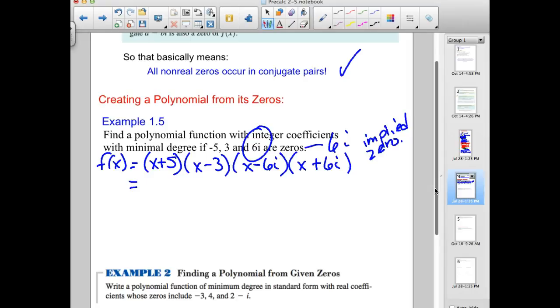So if I were foiling this one out, I would FOIL the first two, and I would FOIL the third and fourth ones, since those are conjugates. So foiling my first two pairs here, we've got x squared plus 2x minus 15. And foiling my conjugates, we've got x squared. Insides, outsides drop out. We get negative 36i squared, which is actually positive 36.